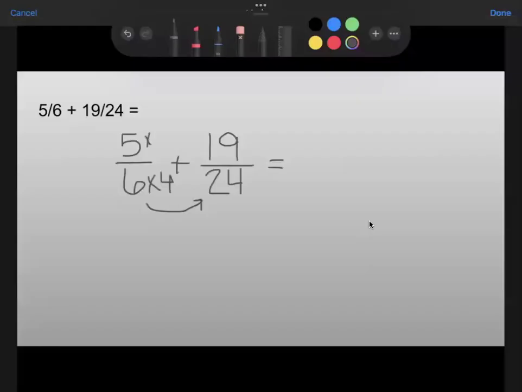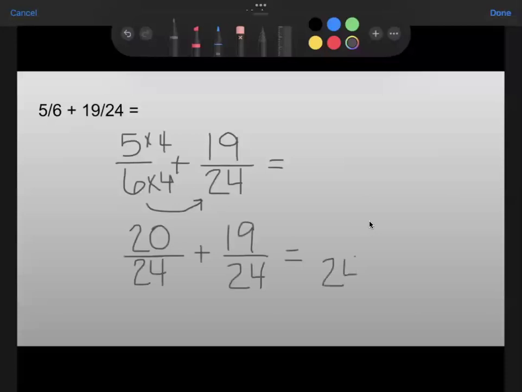I have to do the same thing to the top of the fraction to make sure it's equivalent. So 5 times 4 is 20, and 6 times 4 is 24. So 5 over 6 turns into 20 over 24. Then I'm going to add the 19 over 24. I'm not changing that because it already had a denominator of 24. I'm going to keep 24 as the denominator, but now I need to add together 20 and 19, which would be 39. Okay, so far I have an improper fraction, which I know can be turned into a mixed number.